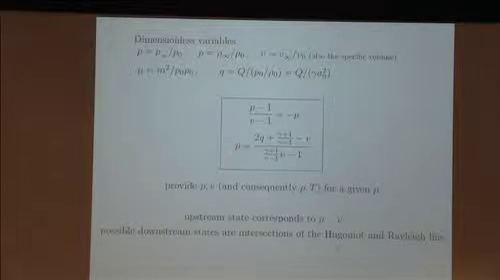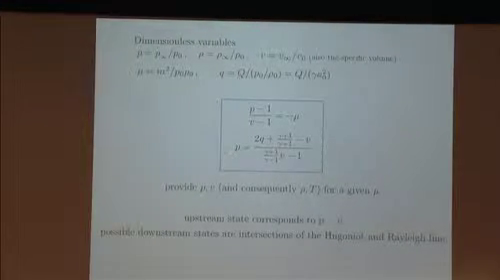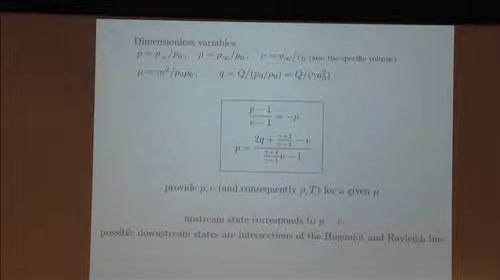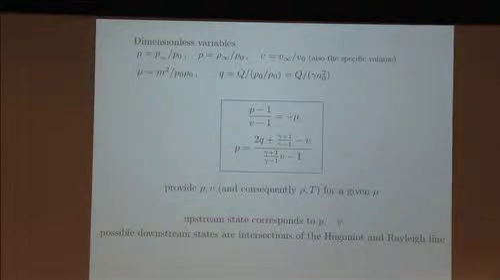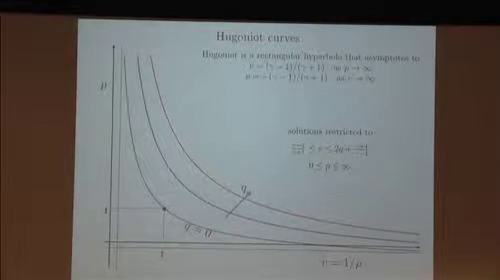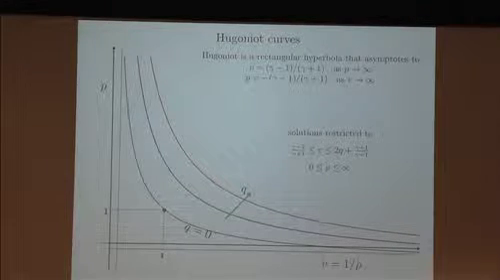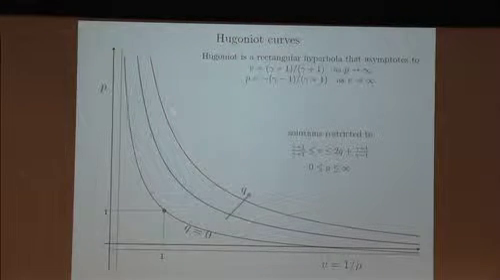But this expression, which is a function P as a function of V, which is what we want to plot in this diagram, it's called the Hugoniot. It turned out that that is exactly a hyperbola. In fact, it's a rectangular hyperbola. And this is what it looks like.